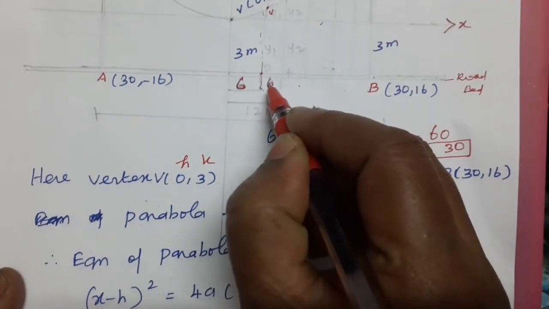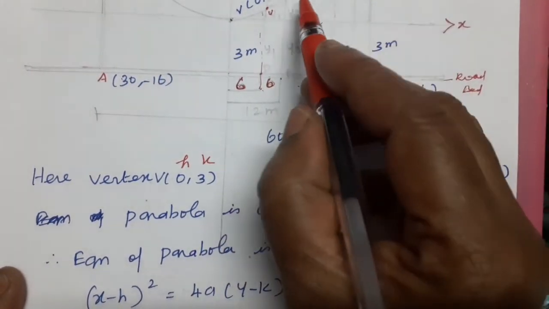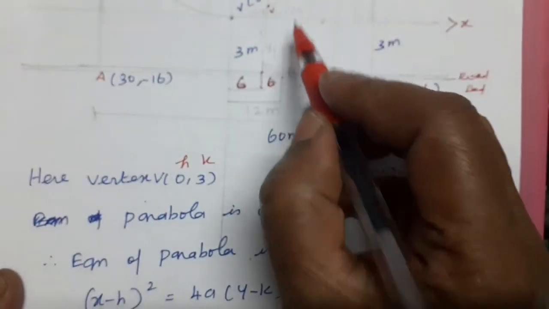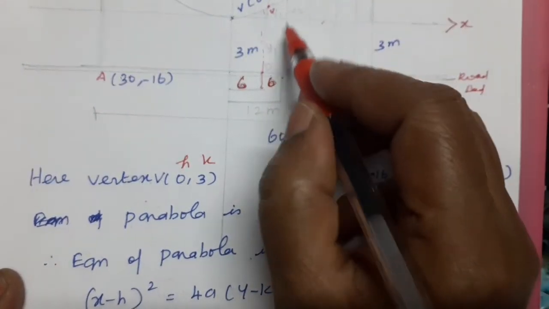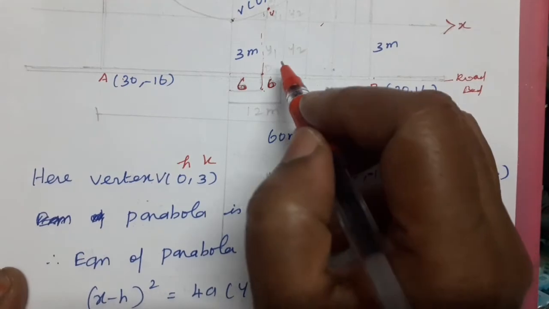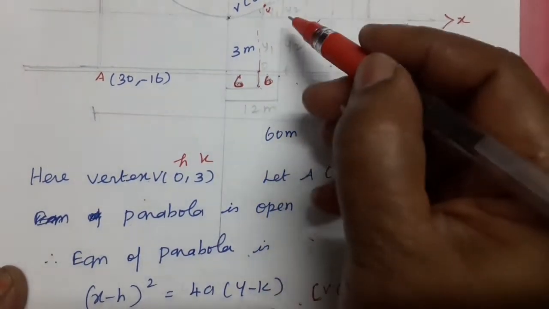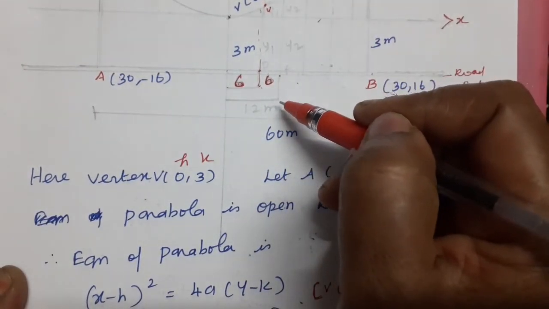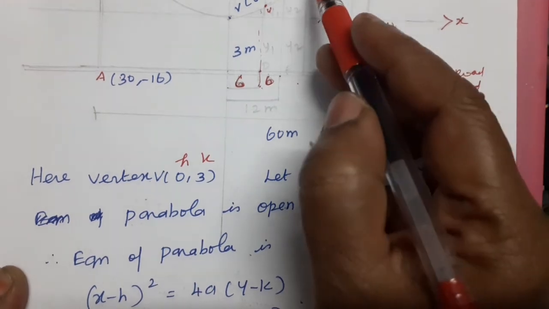This also 6 meter. 6 plus 6 is nothing but 12. Therefore this is x-axis 12. y2 is, we need to find the length. Length is nothing but the height of the second cable. First find the length of the first cable. Next we find the length. Length is nothing but the height of the cable.